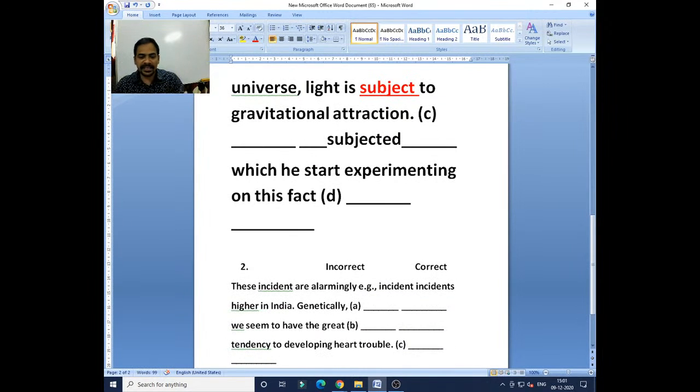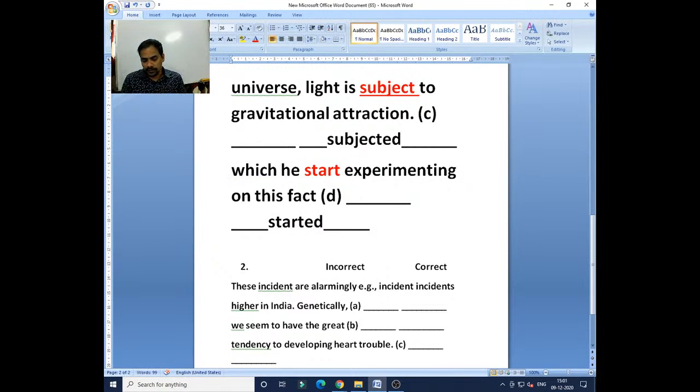Light is subjected to gravitational attraction, that or which he start experimenting on this fact. This is very easy. I hope that each one will be able to do it. Which he start experimenting on this fact. Very good. Sandhya, you have given the fastest answer. You start, it should be started. Very good. Which he started experimenting. So the answer will be S-T-A-R-T-E-D.